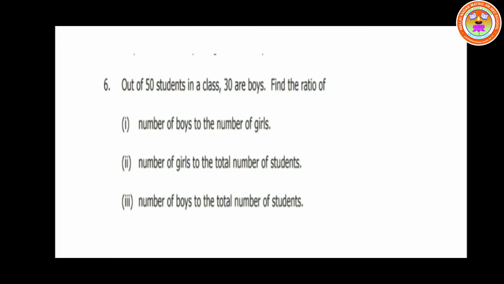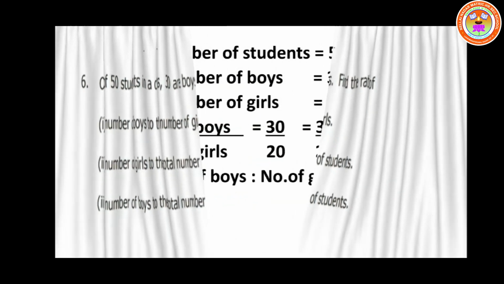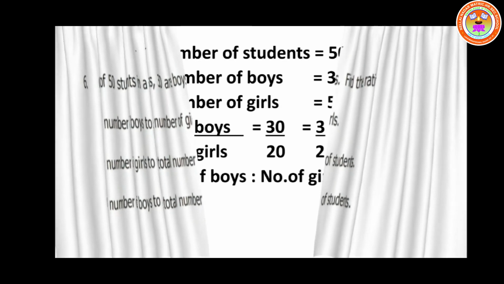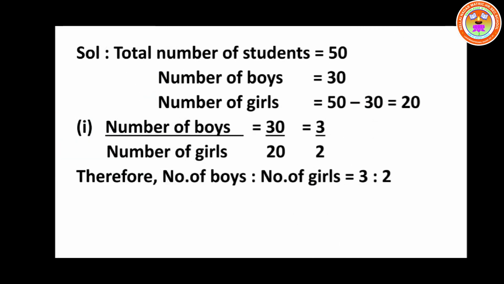Subdivision 3, number of boys to the total number of students. Okay, now let us find first of all how many girls are in the class. It is very easy. For example, in your class, 7th standard, in your section, there are 50 students, the total number of students including boys as well as girls. In that, 30 are boys. It is given in the question that 30 boys are present.